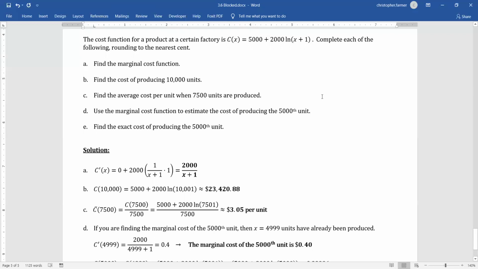Right, so that finishes our discussion of section 3.6. I'll be back with the next set of applications in section 3.11.